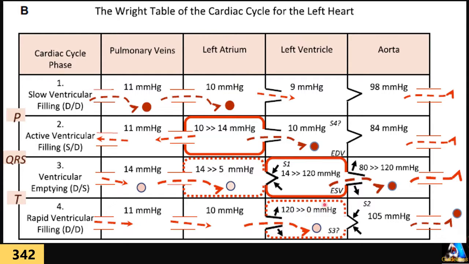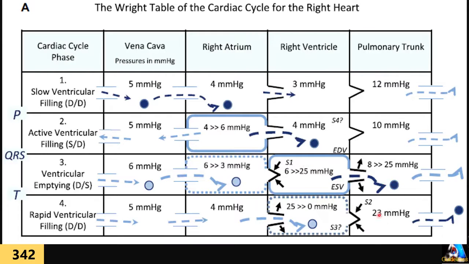Sometimes, if the difference between them is too large, it can create an S3 sound, which I'm not going to talk about. And finally, the aortic valve is closed and no blood goes out or in through the aorta.